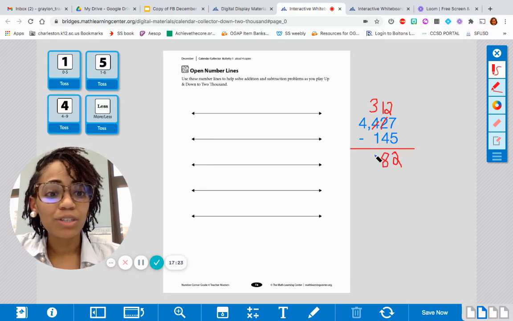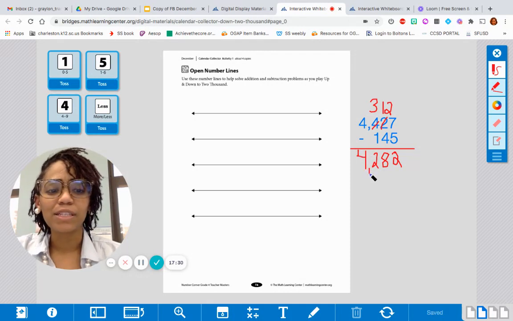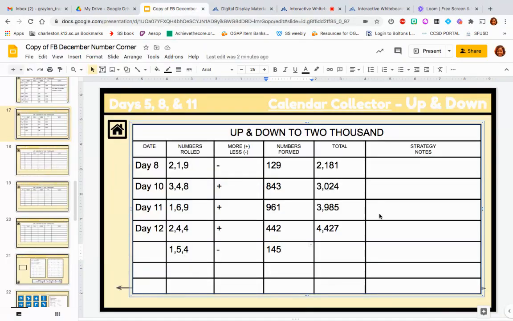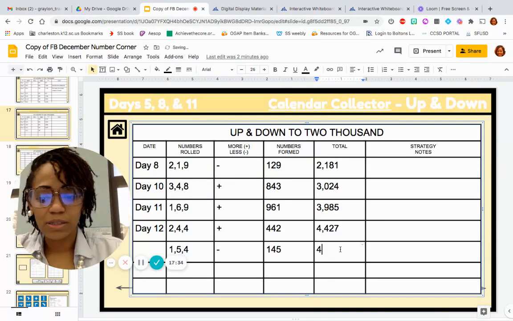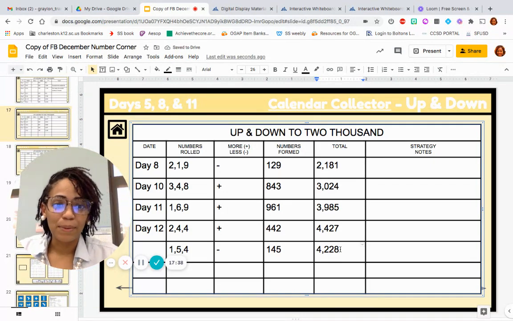300 minus 100 is 200. And then 4 minus nothing is just 4. So our new number is 4,228. We are still well over 2,000. So we've done a really good job this month.